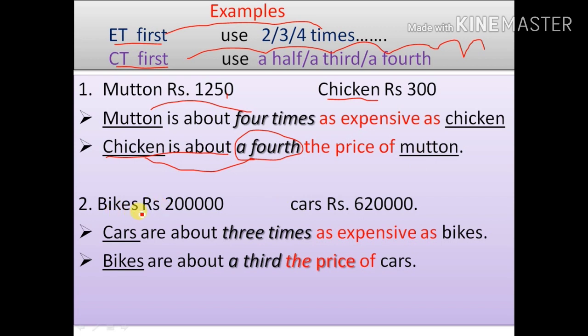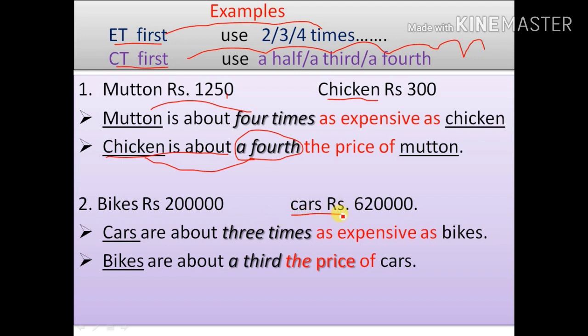Similarly, bikes Rs 2 lakh, cars Rs 6 lakh 20,000. Here cars are expensive and bikes are cheaper. So let's begin with the expensive thing.